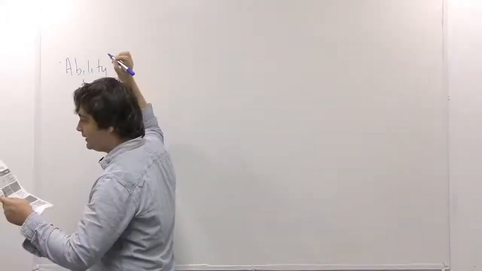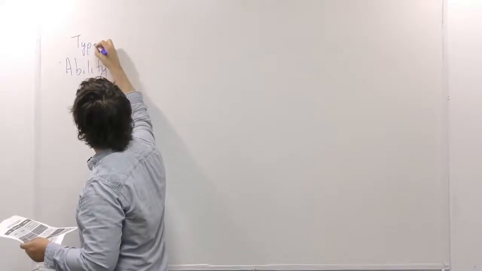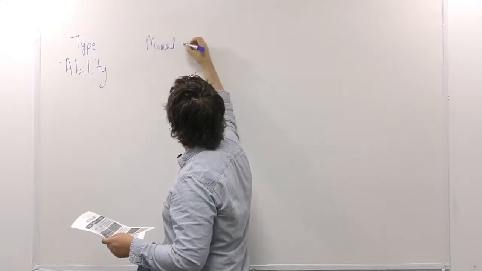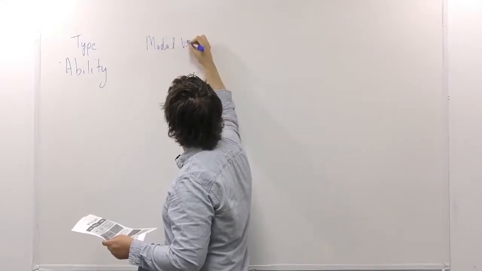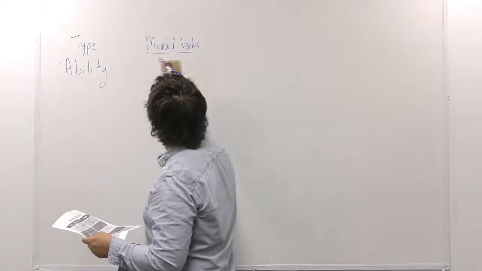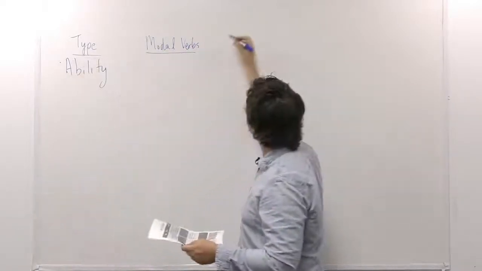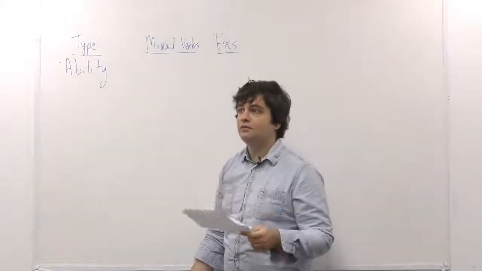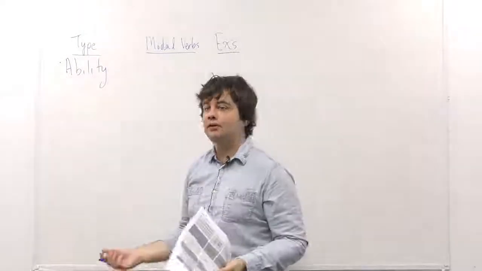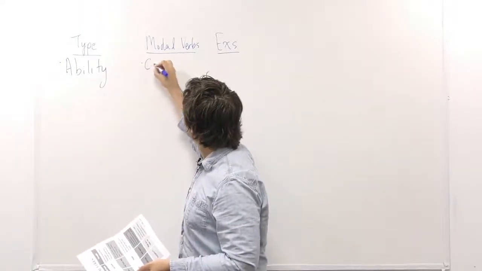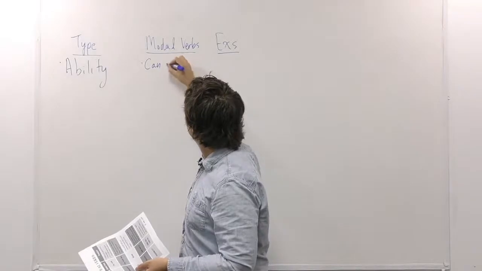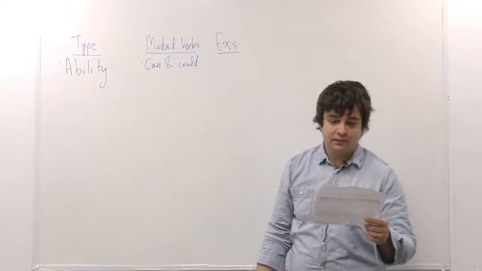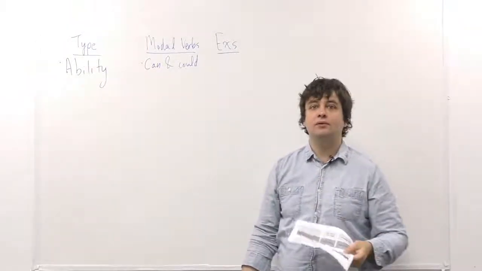ability, and okay, well, I should write here type, modal verbs. That looks weird. And basically just examples. Okay, so we got ability first, and of course we know that when we're talking about ability, there are two modal verbs we can use, and those are can and could. All right, and our first example is David can speak 3 languages.